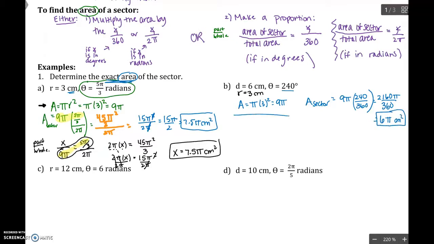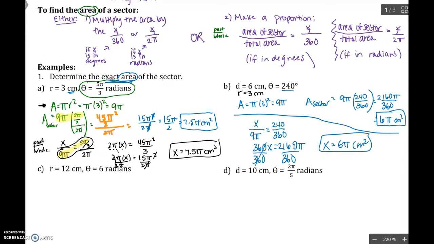Okay, and if you're making the proportion, you're doing the area over 9 pi equals 240 out of 360. Cross multiply that way, you're doing the exact same math, and then you're getting the exact same answer. It's just about how you want to format it. You'll still get the same thing.